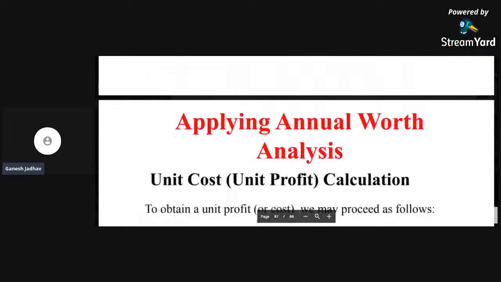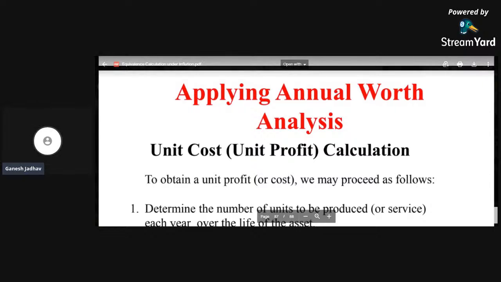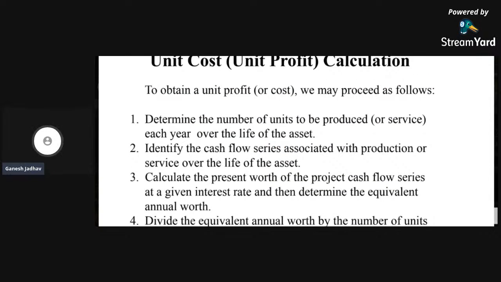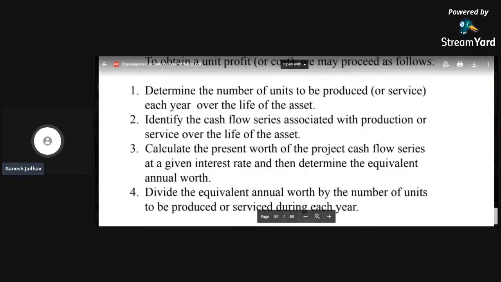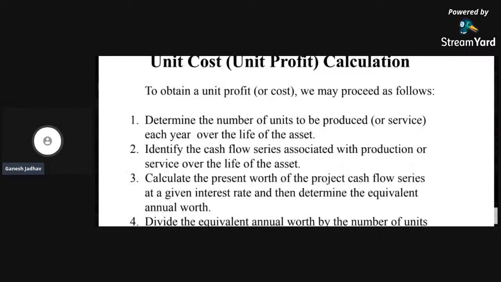Another one is the unit cost calculation. How to calculate the unit cost? To obtain the unit cost we have to proceed as follows. The first step is to determine the number of units to be produced. How many units? You have to calculate how many units or services are produced each year over the life of the asset.